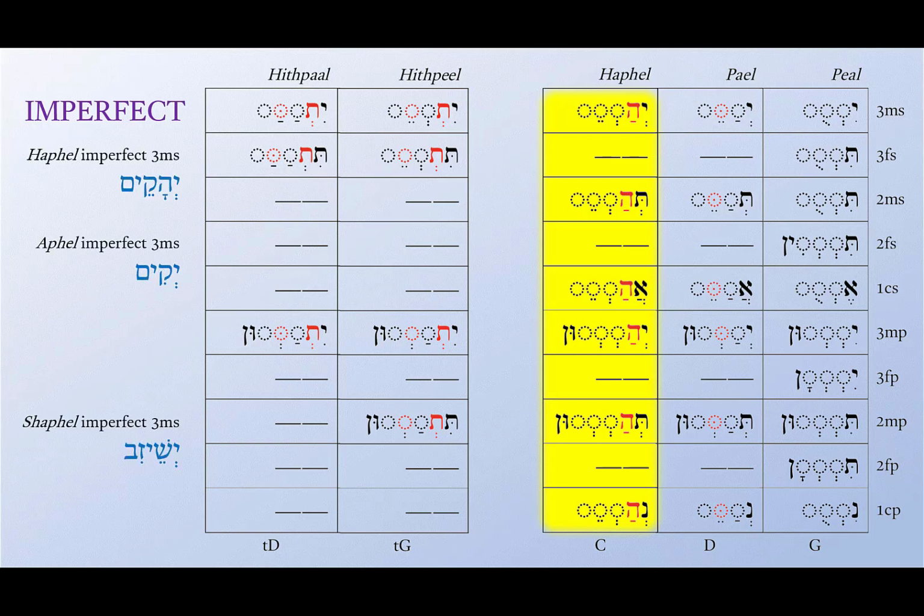Now, that having been said, we remember that there are other causative stems, right? The less commonly seen afel and shafel. So I want to just illustrate those. We notice that they all have the same prefix vowel, right? Under that yod.